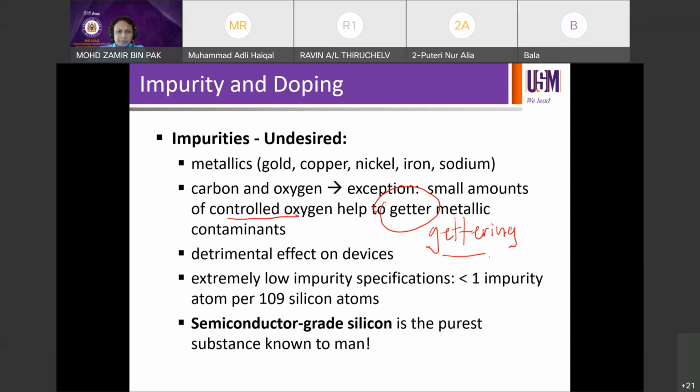But it does help. So these unintended impurities give detrimental effects on the devices. They will kill the carriers. They will annihilate the carriers. They will cause recombination. We're going to learn this concept later on.